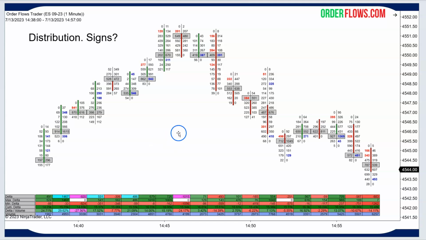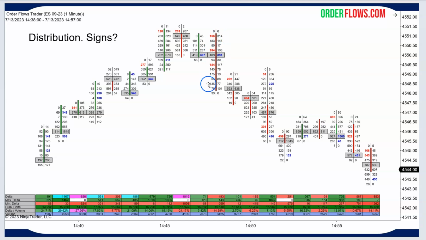So one of the signs, right? Obviously, you're going to look for the aggressive selling in the delta, right? Strong negative delta, 1015, 1015, right up here. Then you're going to start looking for supply coming in, right? One of the signs of supply coming in is buying imbalances in the red candles. Again, distribution, I'm looking for the market to go down, not up, right? Accumulation, I'd be looking for the market to go up, not down.